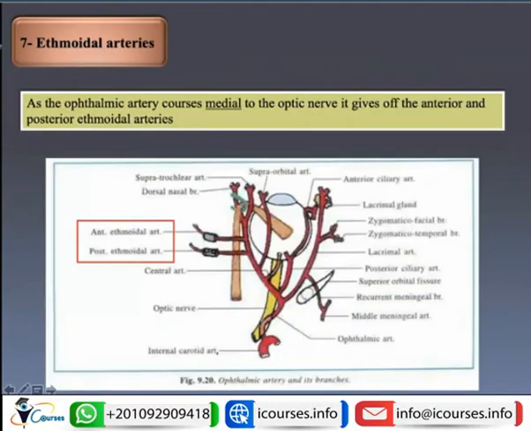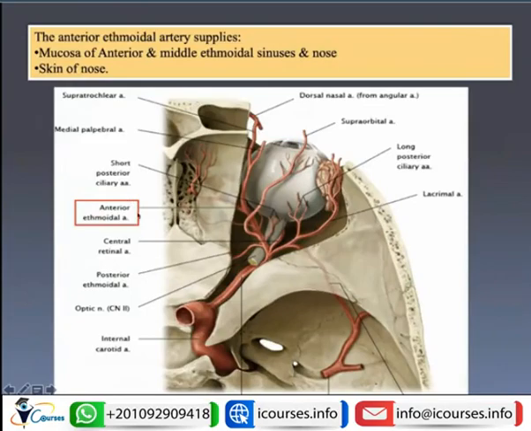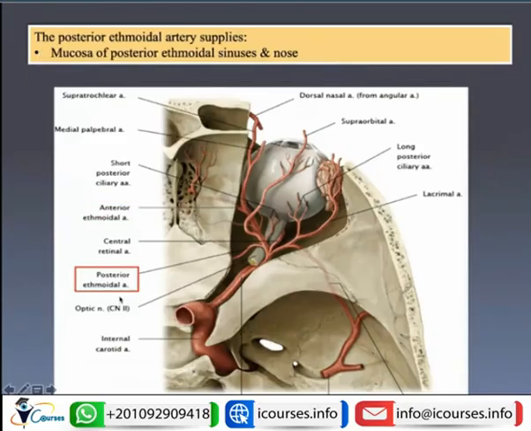The seventh branches are the ethmoidal arteries. As the ophthalmic artery courses medially to the optic nerve, it gives the anterior and the posterior ethmoidal artery. This is also logical because it needs to supply the ethmoidal air sinus. Here the anterior ethmoidal artery supplies the anterior and the middle ethmoidal sinus and supplies the nose and skin of the nose, while the posterior ethmoidal artery will supply the mucosa of the posterior ethmoidal sinus and nose.